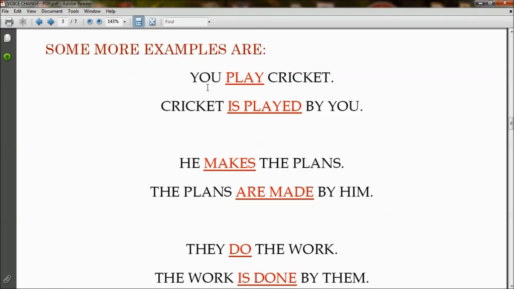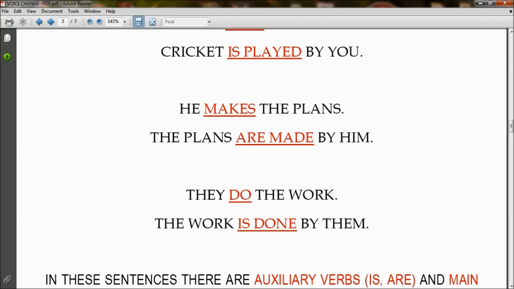Some more examples are: you play cricket, cricket is played by you. So here play has changed to is played. He makes the plans, the plans are made by him. So here makes has changed to are made. They do the work, the work is done by them. So here do has changed to is done.